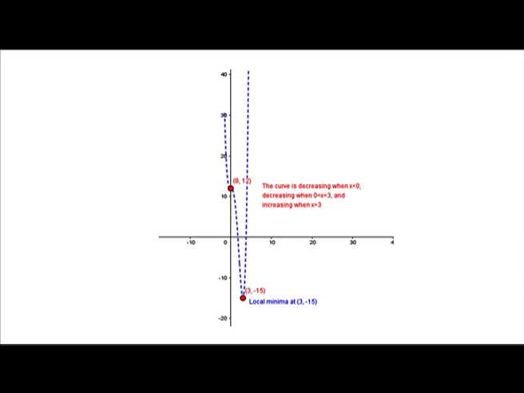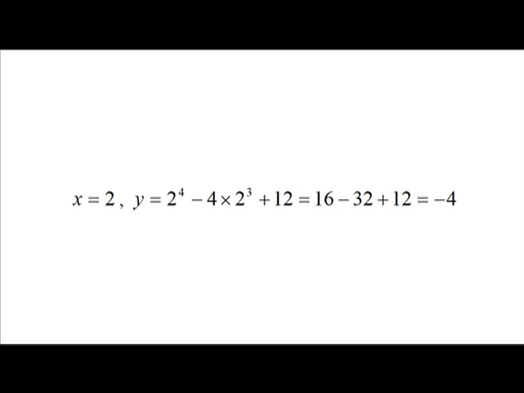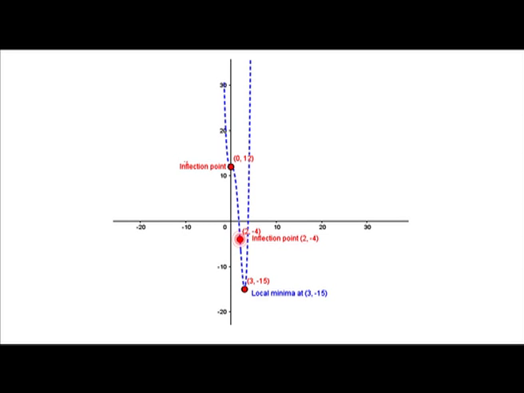Now, y double dash is equal to 0 implies 12x into (x minus 2) is equal to 0, so that x is equal to 0, 2 are possible inflection points. When x is equal to 2, y is equal to 2^4 minus 4 into 2^3 plus 12, which is equal to 16 minus 32 plus 12, which is equal to minus 4. Plot this point (2, minus 4).